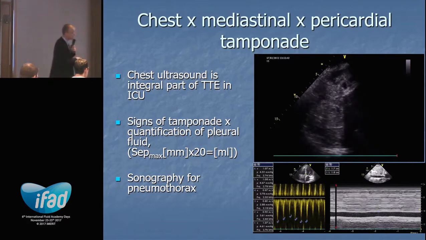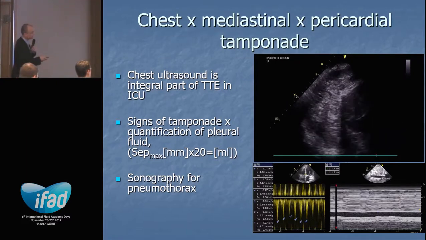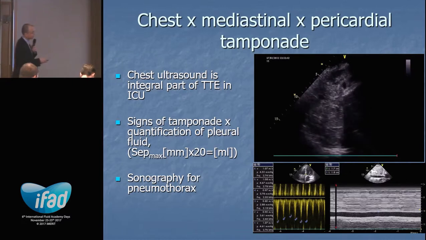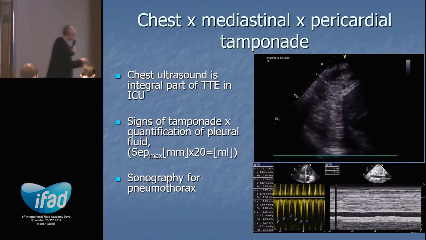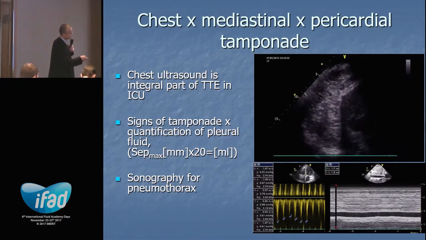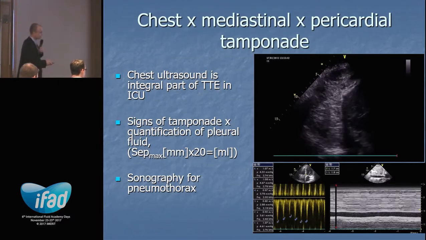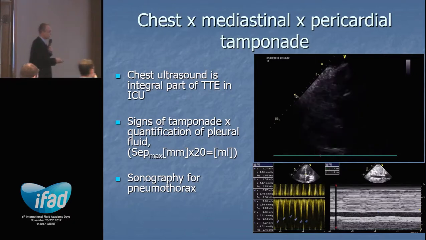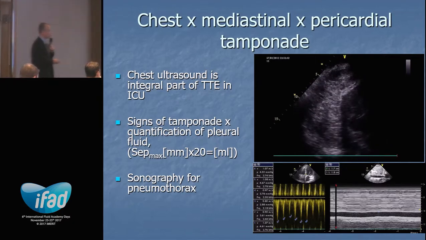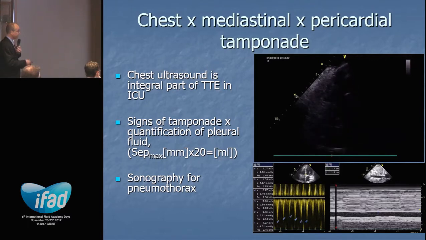Again, chest ultrasound is an integral part, or at least the basics of chest ultrasound are, of your echocardiography. So you see here quite a nice sponge phenomenon in a patient with a massive right-sided hemothorax. The lung is squashed here, just next to the mediastinum, and this is a large hemothorax. The patient has quite an extensive stroke volume variation and distended veins. The patient presented with obstructive shock due to a large hemothorax. So this is a tamponade due to blood.